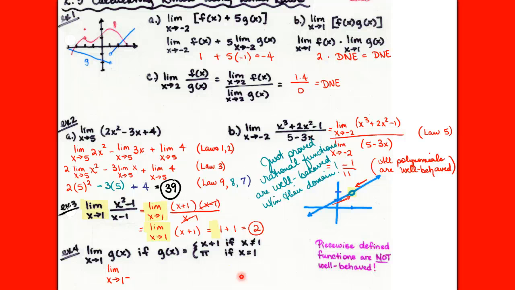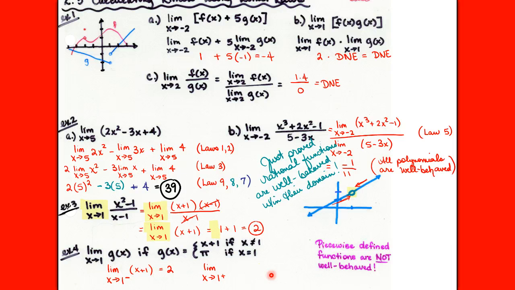The top piece, right. If I'm approaching 1 from the left, then I'm going to be using values not equal to 1, so I would be using that top piece. I'd be using x plus 1. That's a polynomial. I can do direct substitution. The limit from the left is 2.